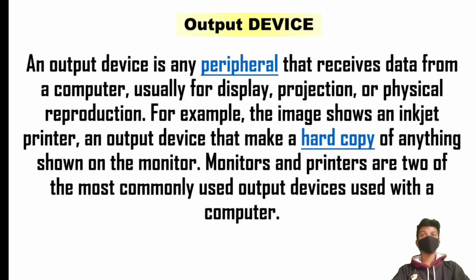So what's an output device? An output device is a peripheral that receives data from a computer, usually for display, projection, or physical reproduction. For example, the image shows an inkjet printer, an output device that makes a hard copy of anything shown on the monitor. Monitor and printer are two of the most commonly used output devices used with a computer.